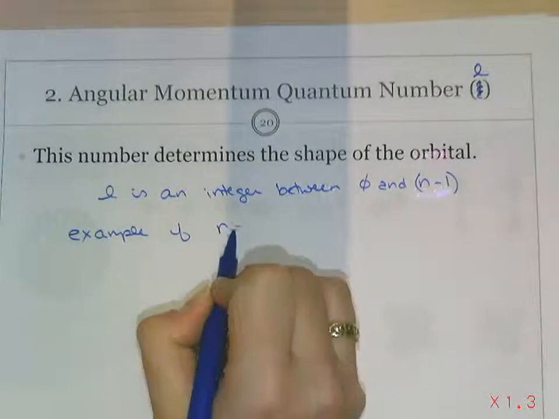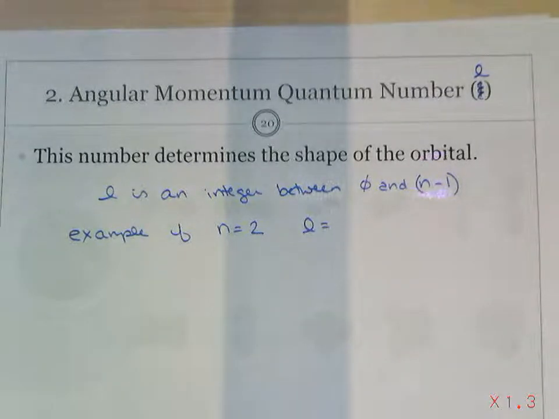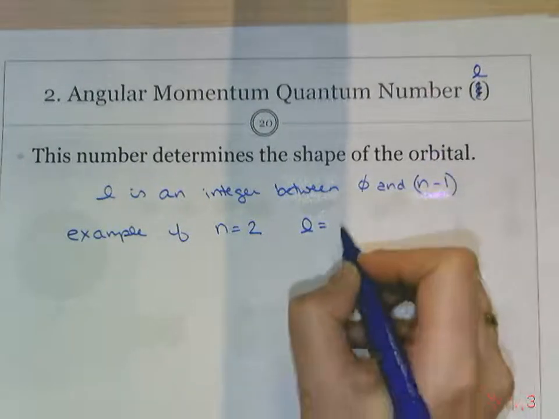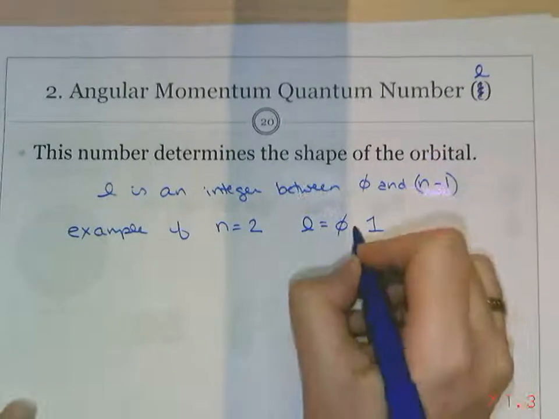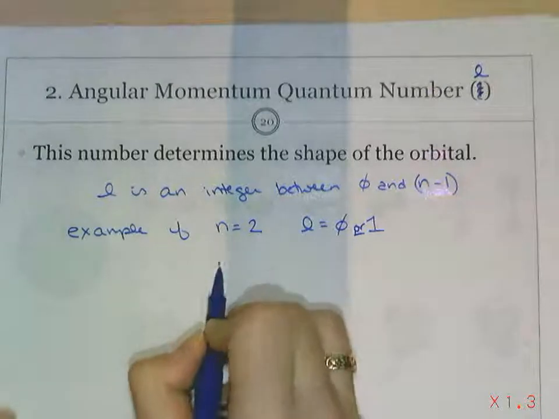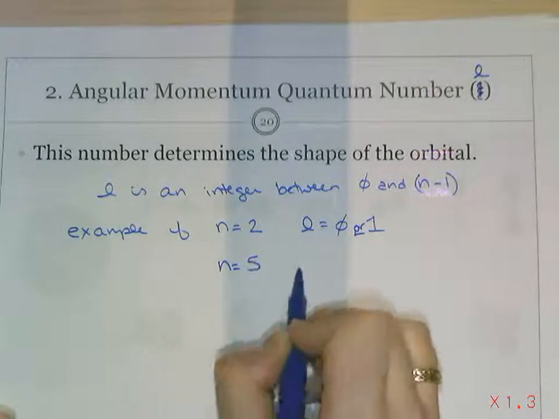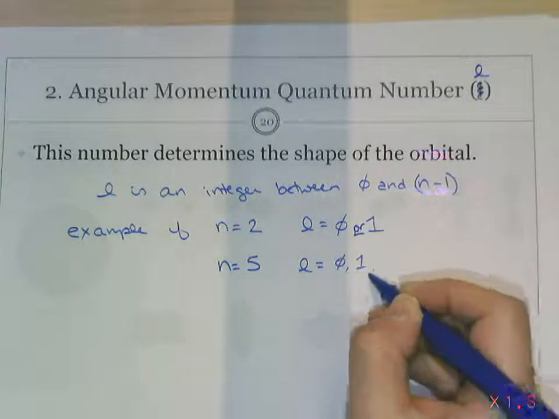So for example, if I had an n equal to 2, my options of L could be 0 or 1, right? Because that's starting at 0, everything up to n minus 1. Let's say I had an n equal 5. What are some of my possible values of L? Right? Those are all my options.